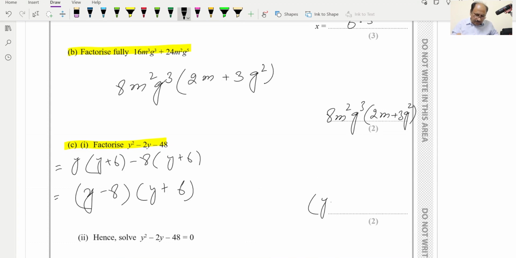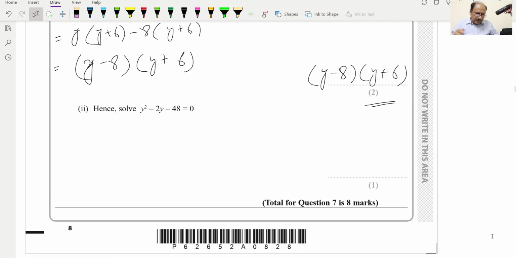So y minus 8 and y plus 6, this will be the answer for 2 marks. Hence, solve this. We have already factorized this, which we can write as y minus 8 and y plus 6 is equal to 0.